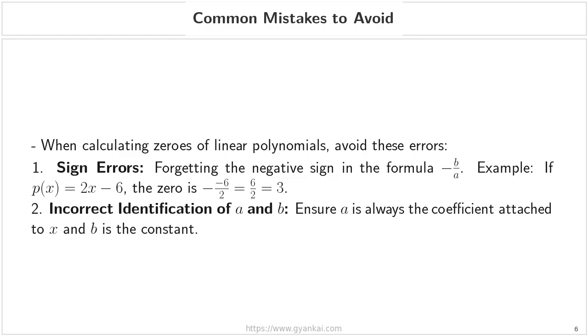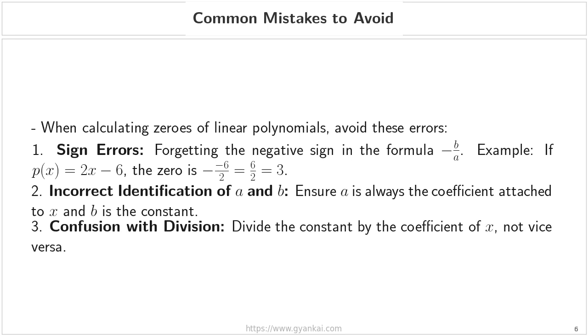Second, ensure you are correctly identifying your a and b values. It sounds simple, but in the heat of an exam, it is easy to swap them. Always remember that a must be the coefficient attached to the x, and b is your constant term. Finally, be careful not to confuse the order of your division. You must divide the constant term by the coefficient of x, not the other way around. Keep these tips in mind, and you will find that finding the zeros becomes much more reliable. Now, let's look at our final slide to recap everything we have learned today.